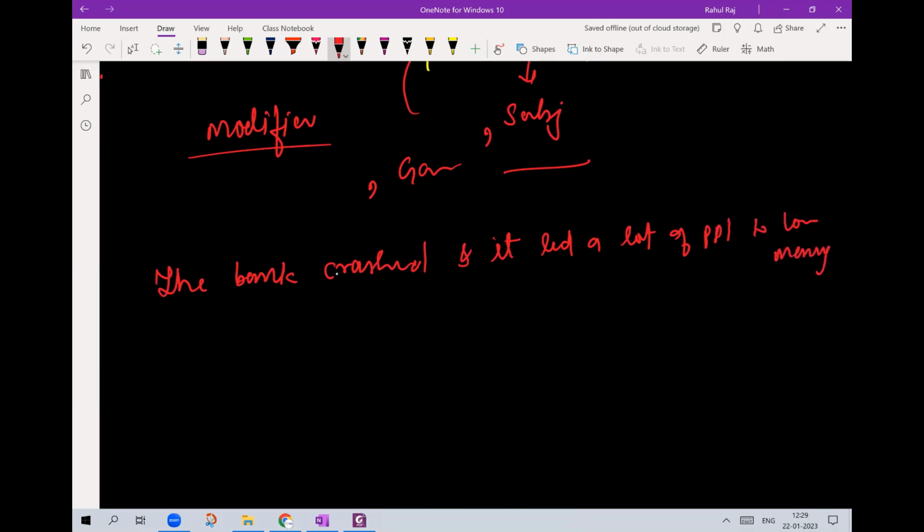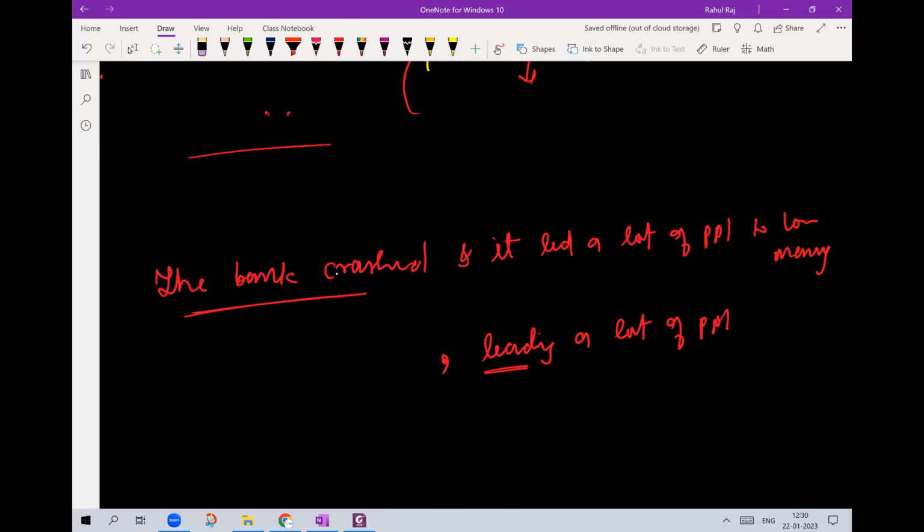Tell me, is this a right sentence? Or you will say the bank crashed, comma, leading a lot of people to lose money. Comma leading is correct. The second one is correct. Why? Because please understand, first of all, don't you feel this is a cause and effect situation? Let's understand it very naturally and then we'll go to the grammar rule.